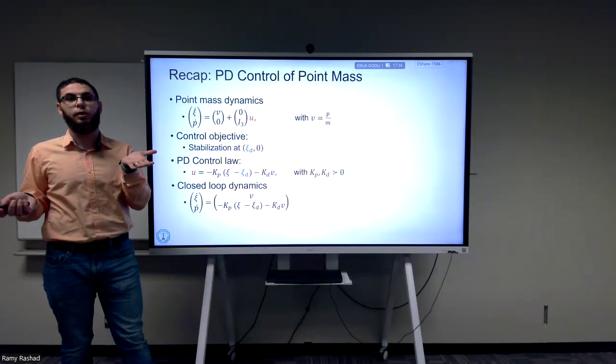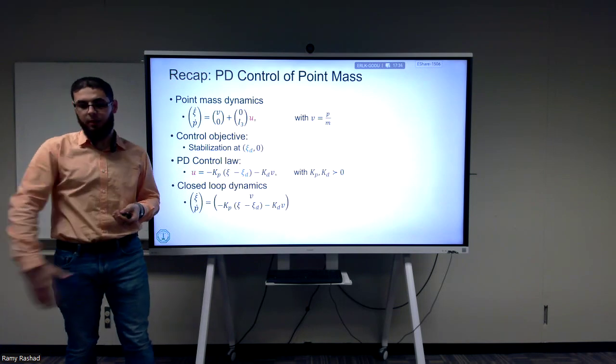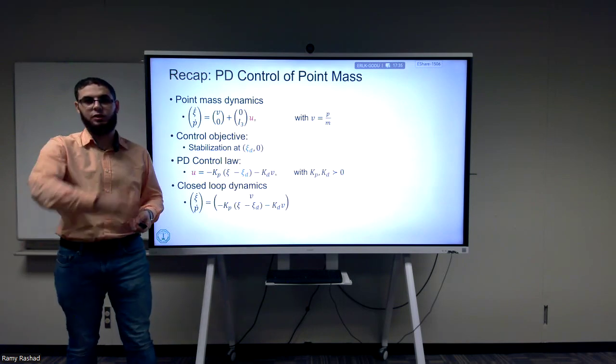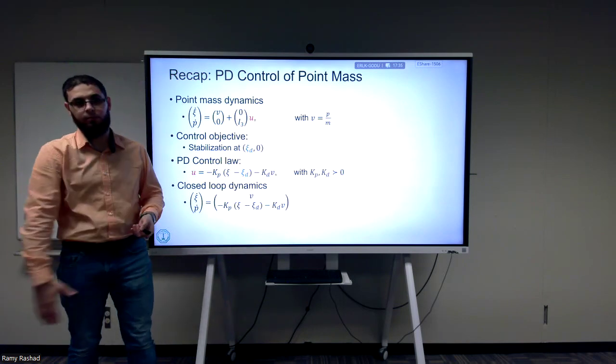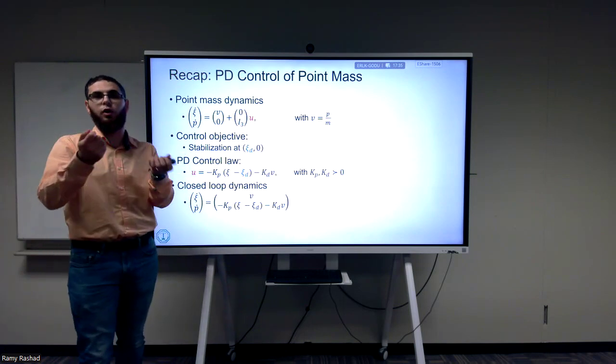So this is the tuning part. You tune it for different performance, right? If you have, for example, the pendulum, do you want it to stabilize like this, or do you want to stabilize like that? Again, different performances based on the Kp and the Kd. You play around with these values.